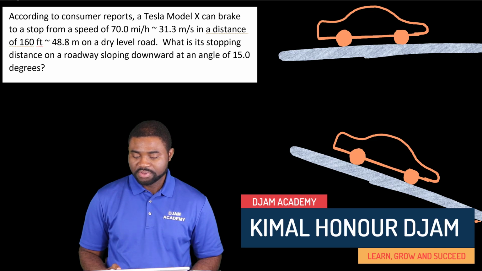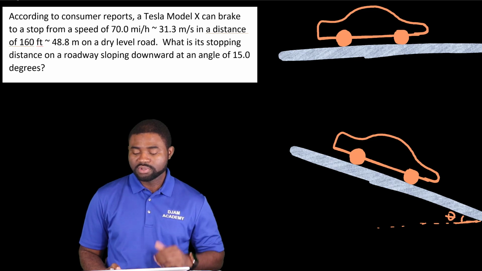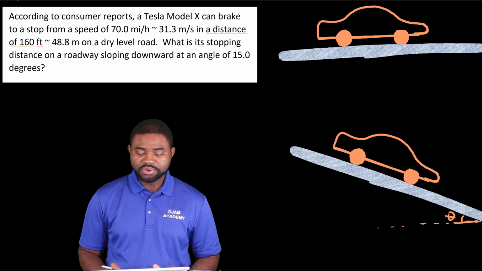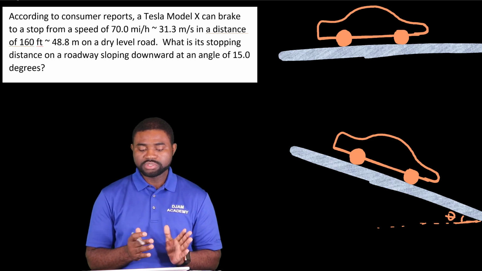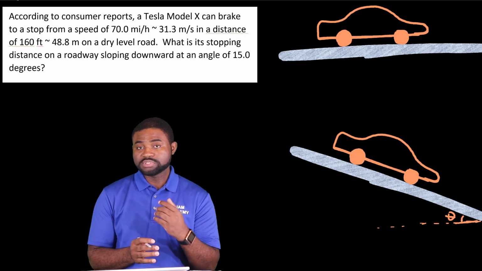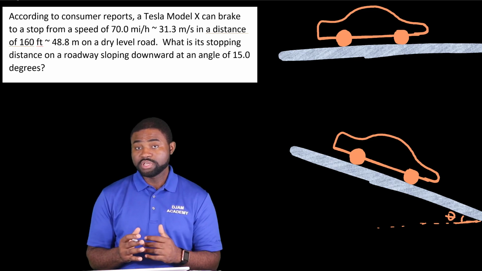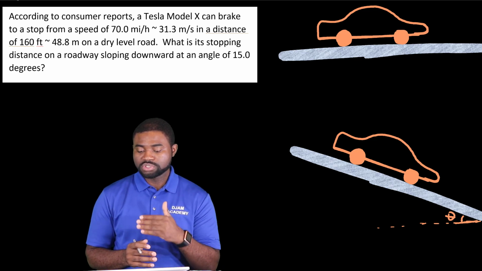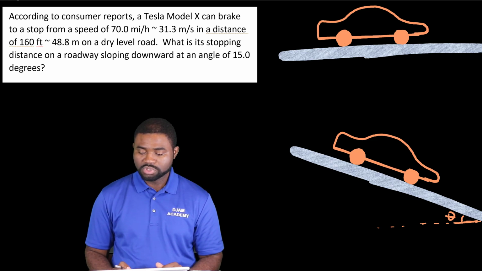In this example, we want to calculate the stopping distance of a Tesla down a hill inclined at an angle of 15 degrees. According to Consumer Reports, a Tesla Model X can brake to a complete stop at a speed of 70 miles per hour in just under 48 meters, or just under 50 meters. Now the question is, what is its stopping distance on a road sloping downwards at an angle of 15 degrees? So we will analyze this.